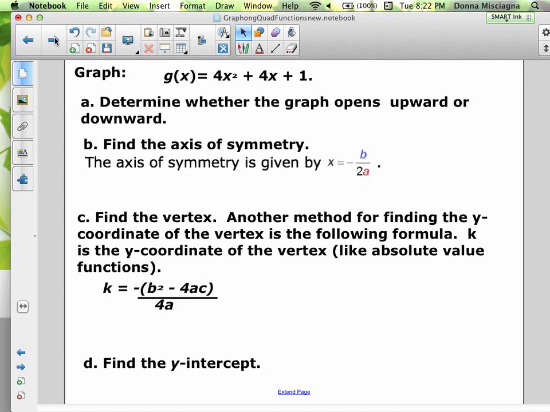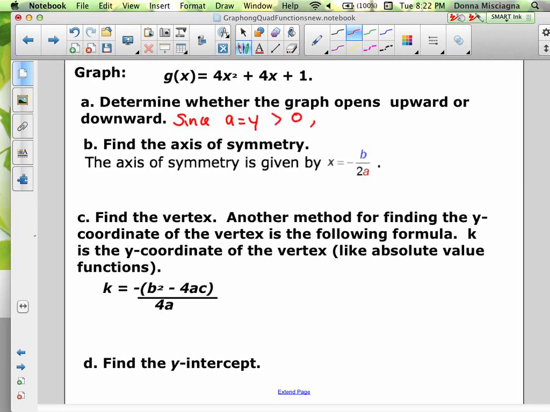All right, so we're going to graph g of x equals 4x squared plus 4x plus 1. Determine whether the graph opens upward or downward. Since a equals 4 is greater than 0, the graph opens upward. So we can say that it's concave up, or we can say opens upwards. Both are fine.